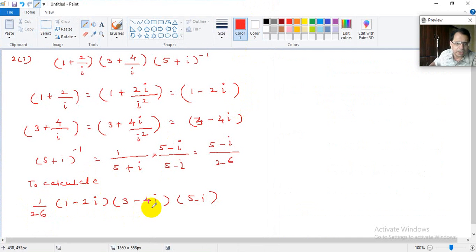See, 1 minus 2i into 3 minus 4i, when you do, it is 1 upon 26 into bracket. This is 1 into 3, that is 3. 1 into minus 4i, so minus 4i. Minus 2i into 3, minus 6i. And minus 2i into minus 4i, so plus 8i squared. See, this minus 2i and minus 4i gives 8 into i squared. But i squared is minus 1, so that is minus 8. Bracket complete, into 5 minus i.